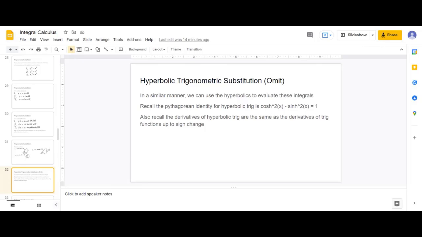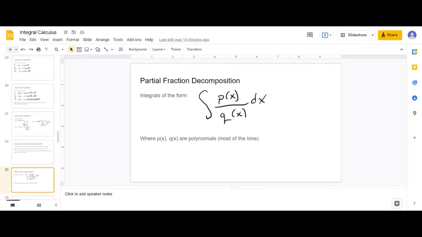You can do the same thing with hyperbolic trig. We're not going to talk about it.